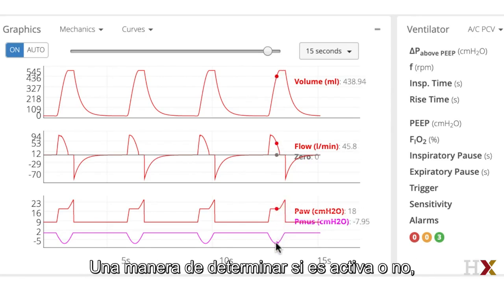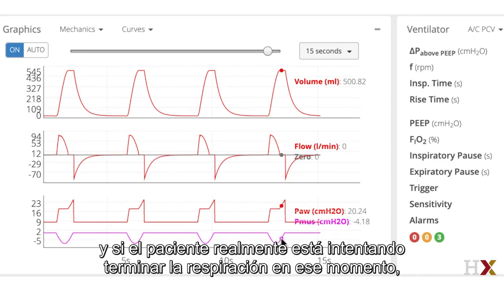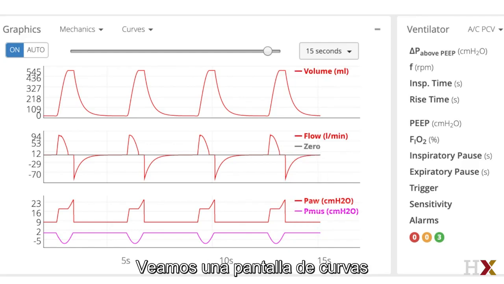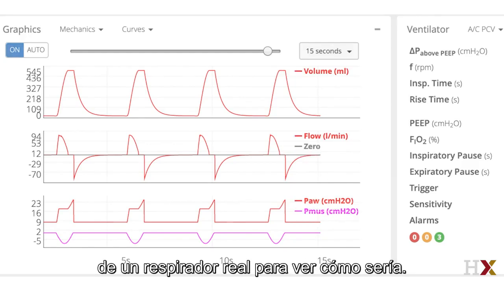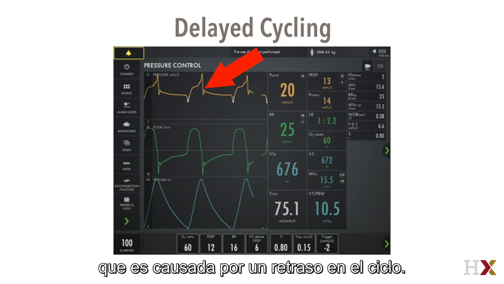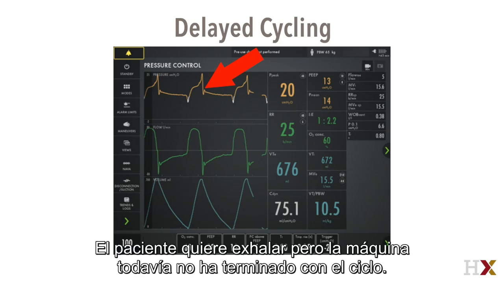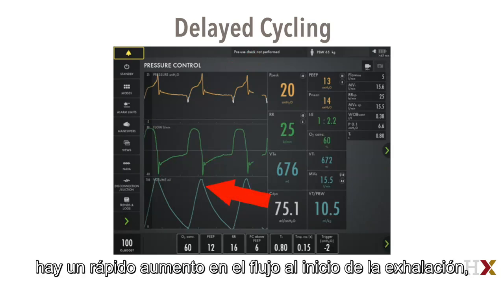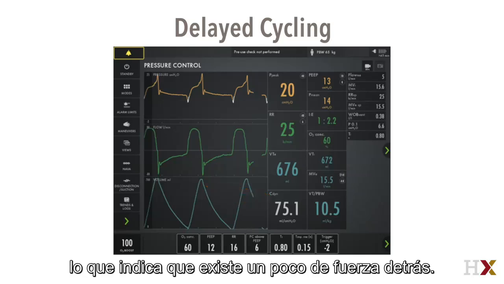One way to determine whether or not it is active and the patient is really trying to end the breath at that moment is if you have an abrupt spike in expiratory flow. Let's look at an actual ventilator waveform screen to see what that might look like. Here you can see there's a drastic increase in pressure, which is caused by delayed cycling. The patient wants to exhale, but the machine has not cycled off yet. And as you can see in the expiratory flow, there's a rapid increase in flow at the onset of exhalation, indicating that there is some force behind it.